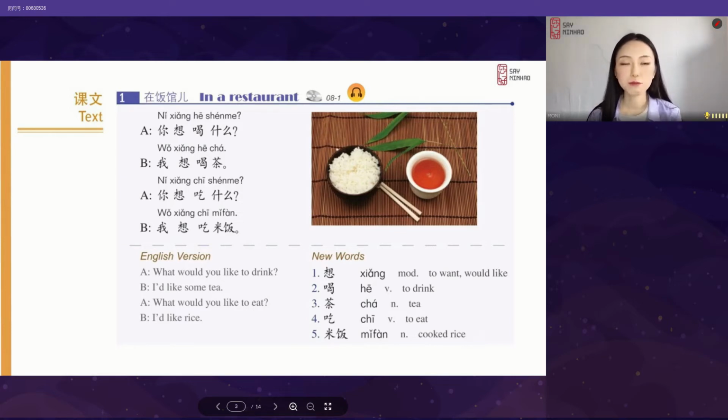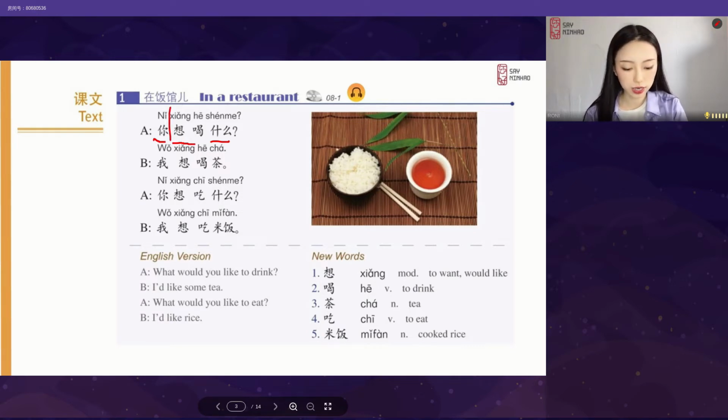I will read it and please listen carefully. 你想喝什么?我想喝茶。你想吃什么?我想吃米饭。Okay, let's see the text sentence by sentence. First sentence is 你想喝什么? This means what do you want to drink?